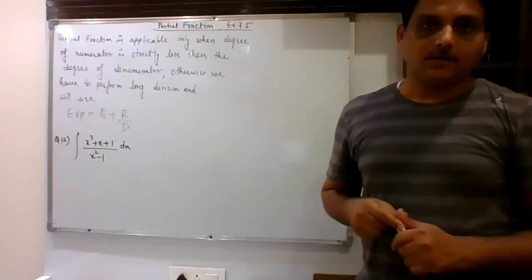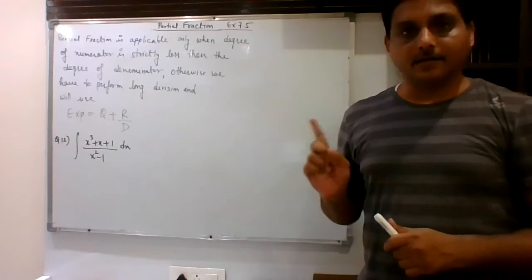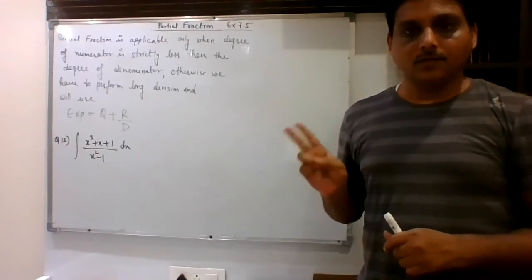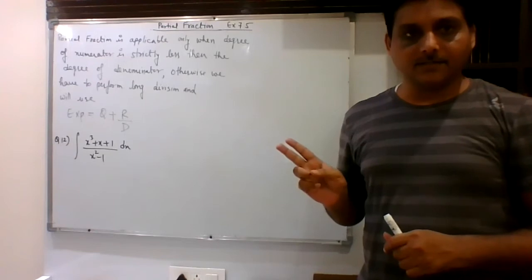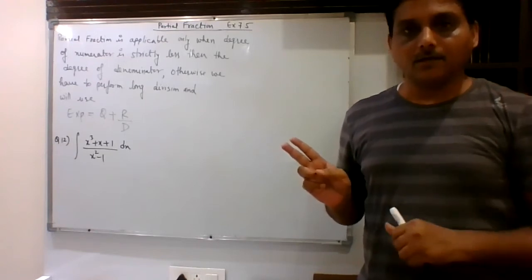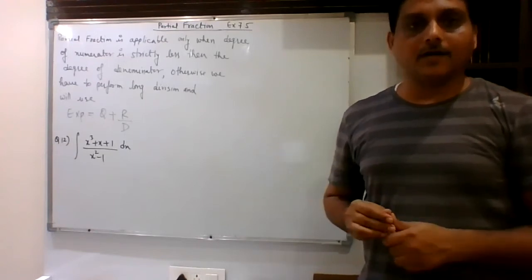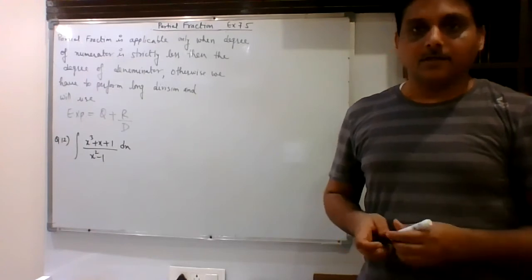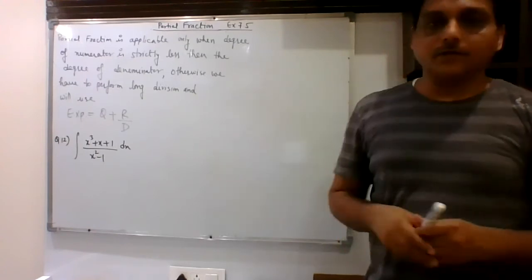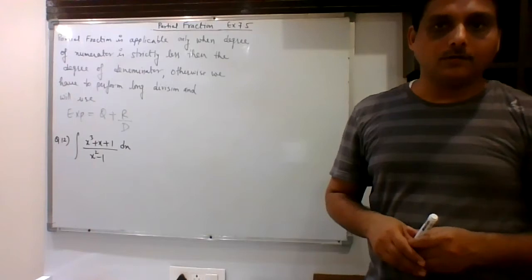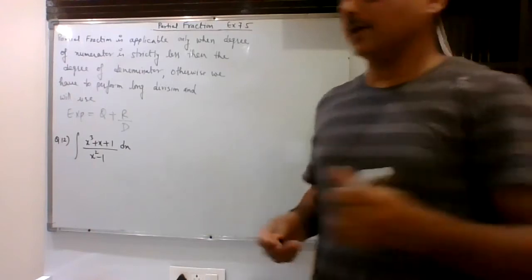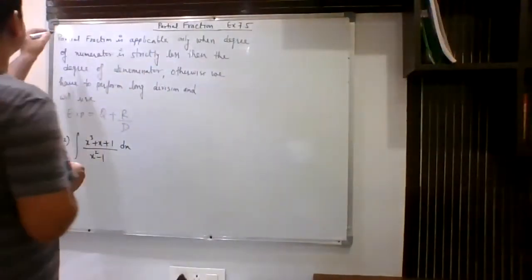Type 1, where we have distinct linear factors. Type 2, linear and repeated factors. Then we had done type 3, where we have quadratic irreducible factors. Now, today we are going to discuss type 4, partial fraction. So, you can write down type 4.